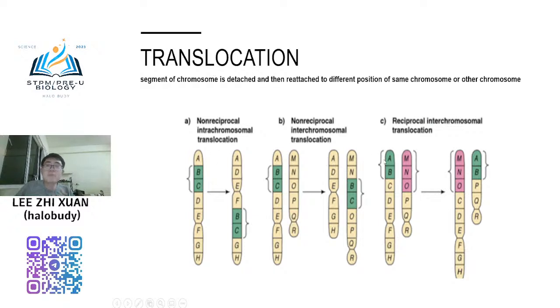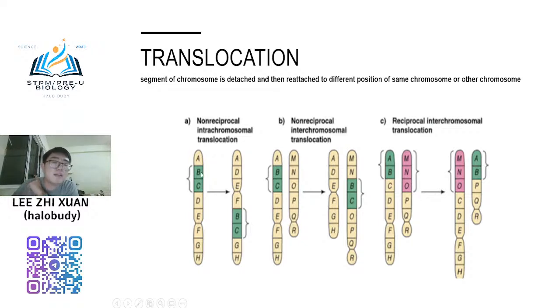Right? So there are three types of translocation you need to know. Non-reciprocal and reciprocal. For non-reciprocal we also have non-reciprocal intra or non-reciprocal inter. Okay, what is the breakdown here? Intra means it only involves one chromosome. Inter will involve a homologous chromosome, a pair, two chromosomes. Reciprocal also involves two chromosomes. Okay, what is the difference? Non-reciprocal intra only involves one.